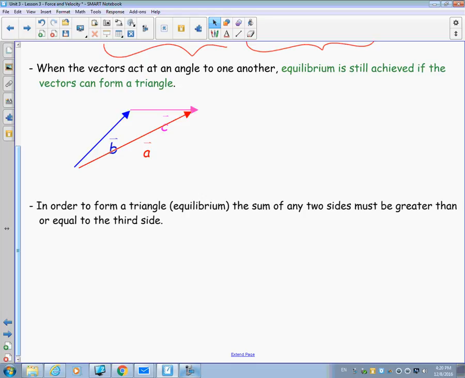So here's a little rule for you. You don't want to draw triangles over and over again. In order to form a triangle, in other words, equilibrium, the sum of any two sides must be at least equal to the third side.